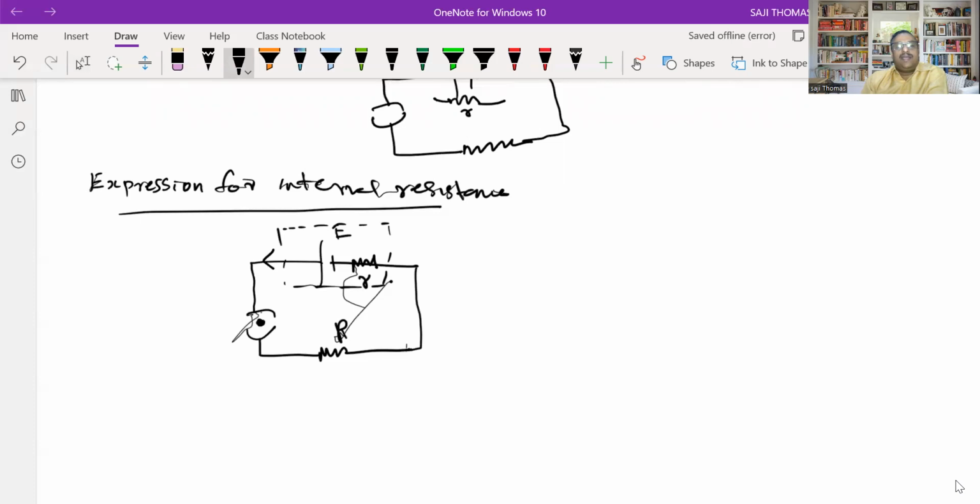Suppose current I. So how will you find out the current? Current is equal to EMF, the total voltage, divided by these two resistors in series, R plus small r. This is the current flowing through the battery.